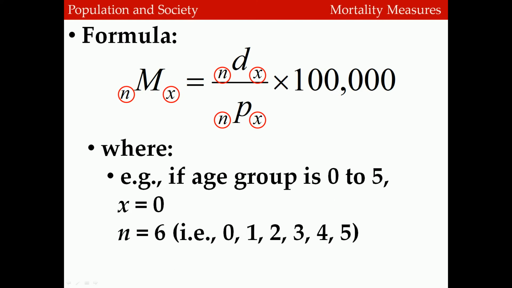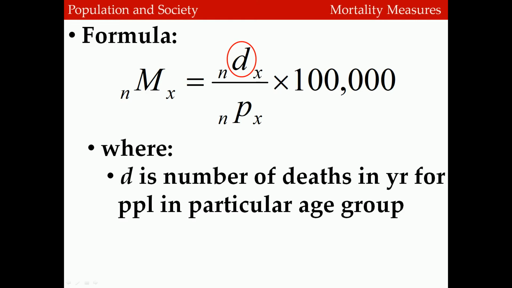As an example of what I mean by age groups, let's say that we're interested in people between the ages of 0 and 5. In that case, x would be 5, and because there are 6 age groups between 0 and 5, that is 0, 1, 2, 3, 4, 5, n in that case would be 6.